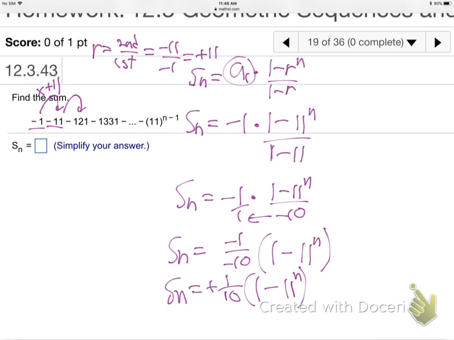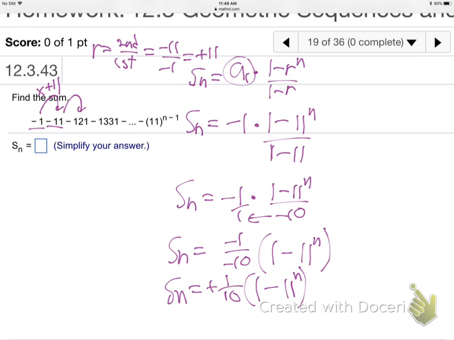Oh, wait a minute. It's asking for the sum though. And we don't know what the sum is because... Aren't we going to be using the arithmetic one, where we take the first one plus the second one, plus the last one? It says the last term is negative 11 over 1. Okay. This is the answer, but it's a little tricky to see it.